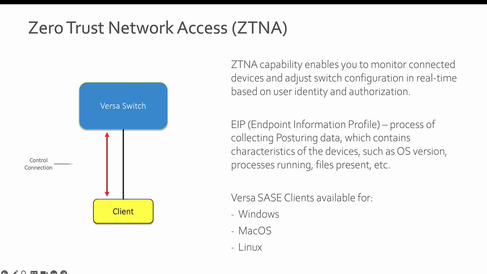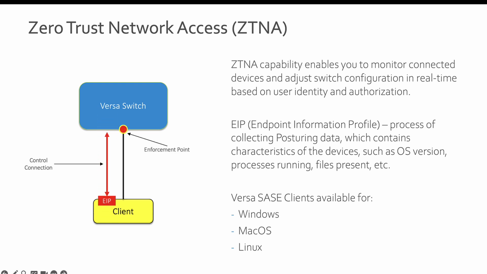So basically, each client can establish control plane connection to the switch, and this control plane connection can pass periodic data about the posturing of the end user device. Meaning that in the real time, if something changes on the client, we can receive this information on the Versa switch and change the behavior of the Versa switch.